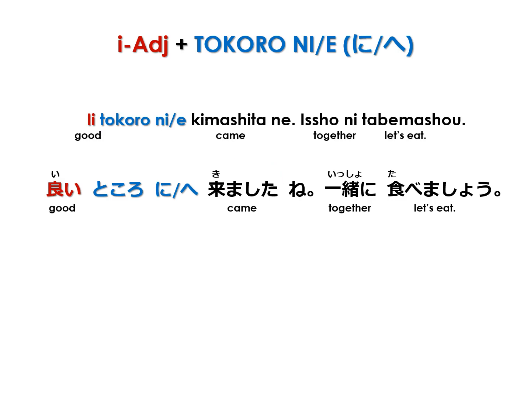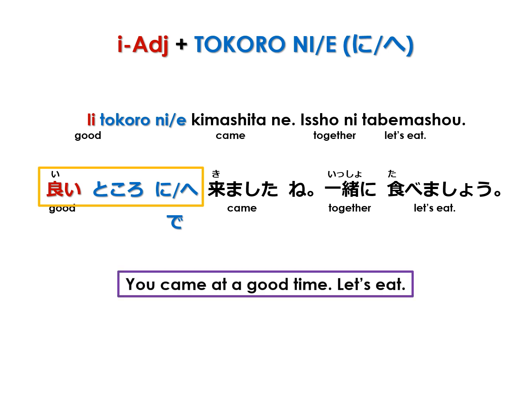Next, we will look at examples that use tokoro ni or tokoro e. Again, in most cases, ni and e are interchangeable. Ii tokoro ni kimashita ne. Issho ni tabemashou. Or, ii tokoro e kimashita ne. Issho ni tabemashou. Ii tokoro means at a good time or good timing. And in this case, we can use either the particles ni, e, or even de. We can also say ii tokoro de kimashita ne. So translation, you came at a good time. Let's eat.